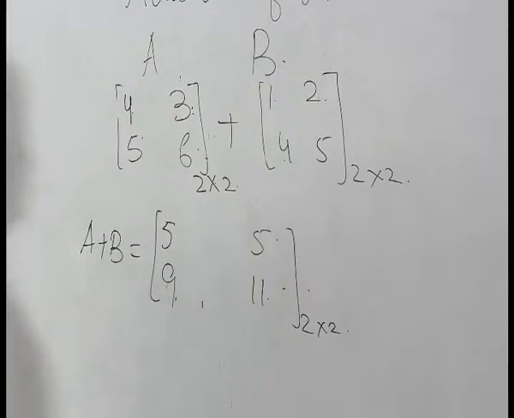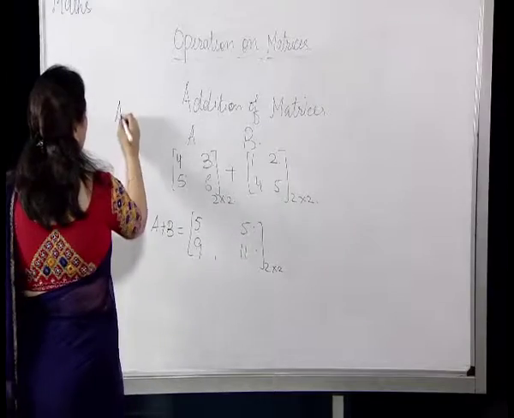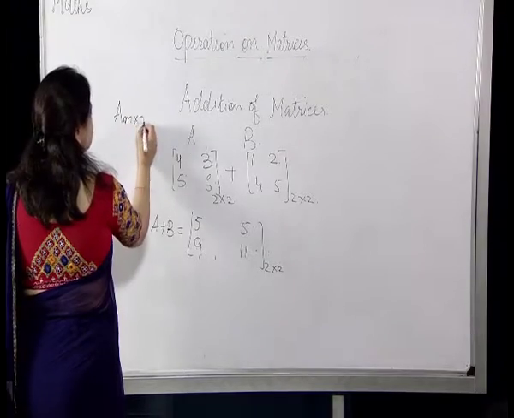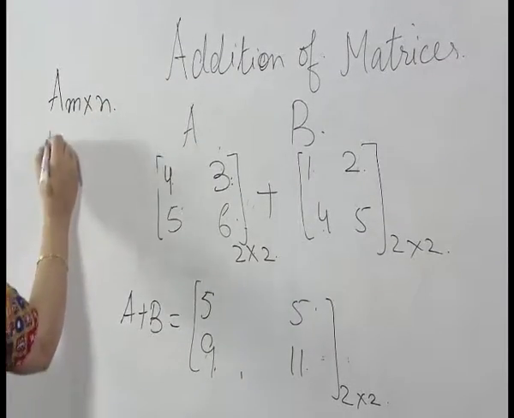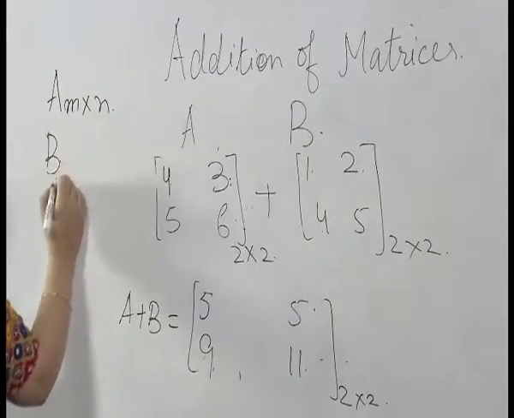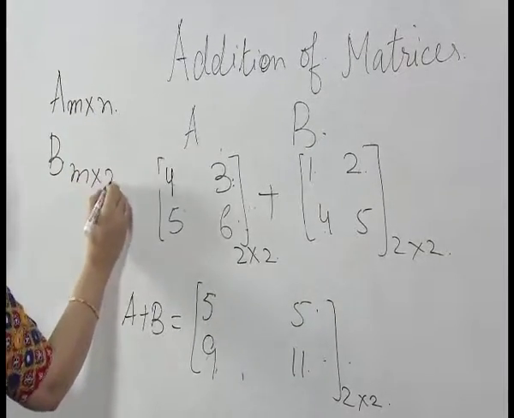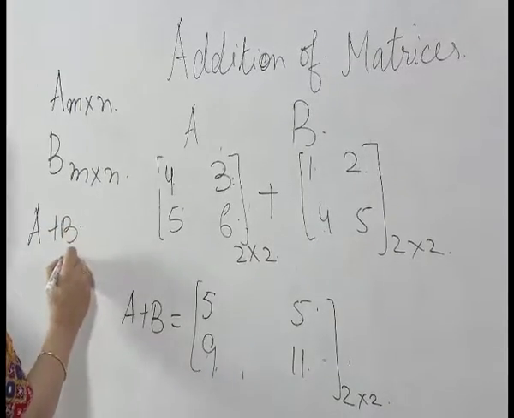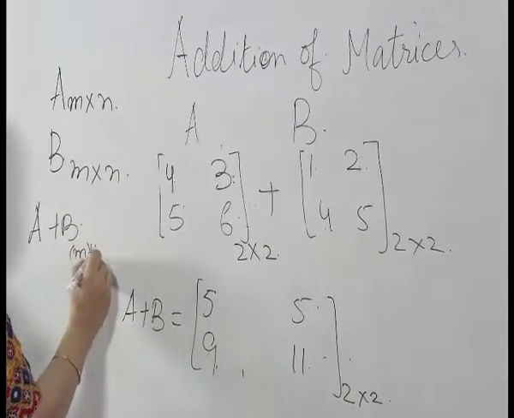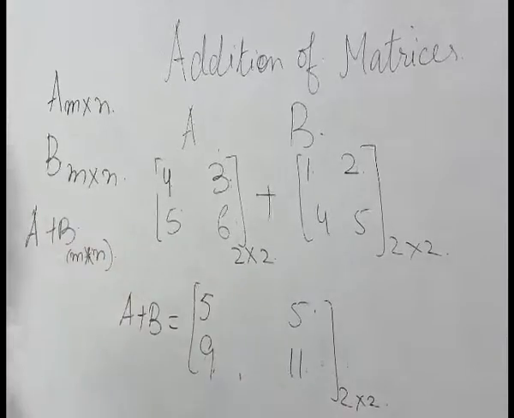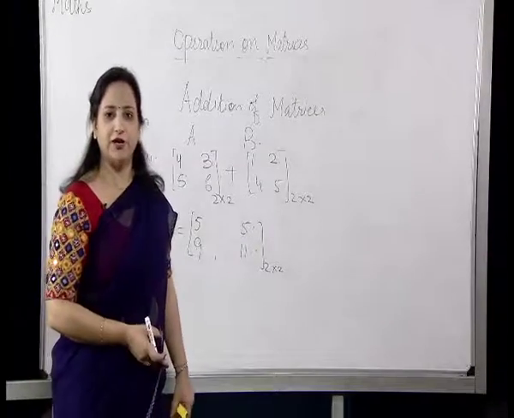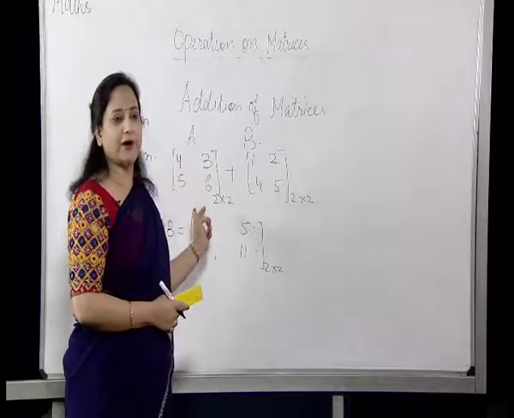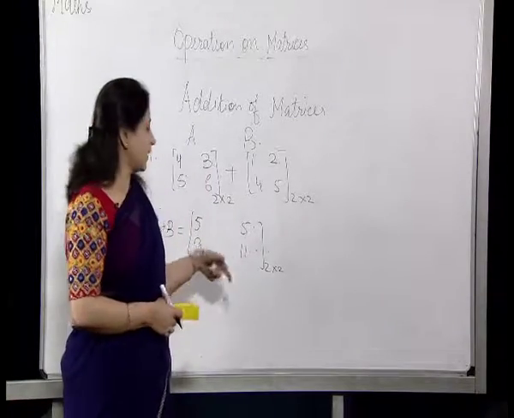That means if A is a matrix of order m into n, B will be also a matrix of order m into n, and A plus B will be also of order m into n. Clear?